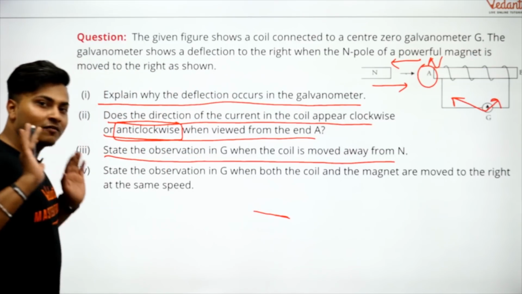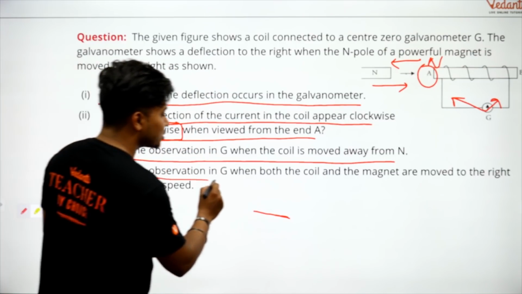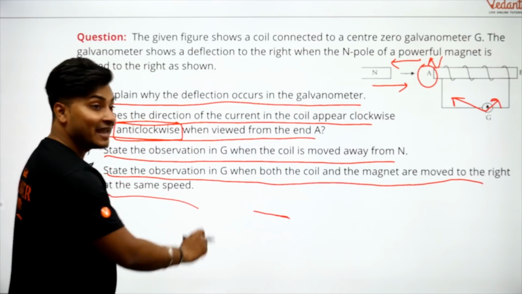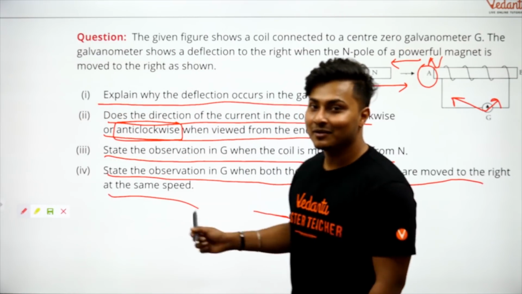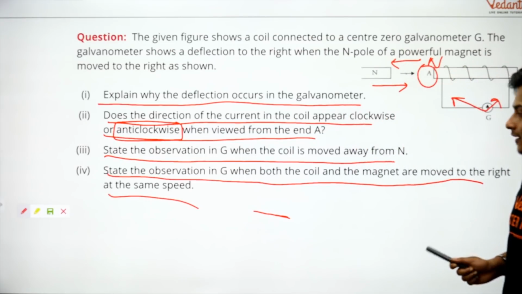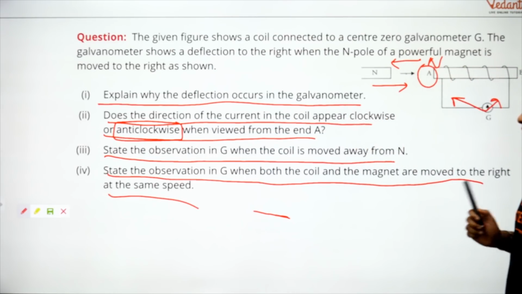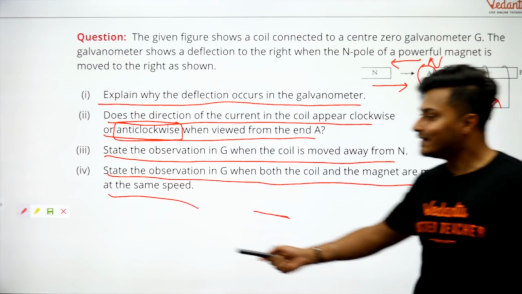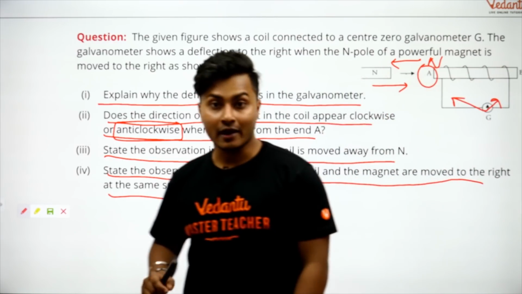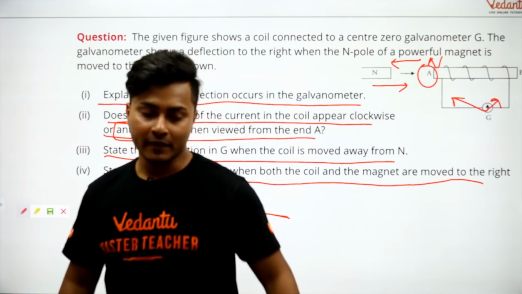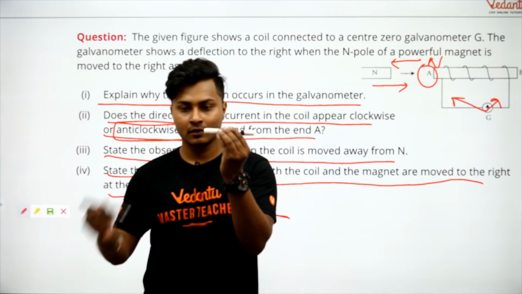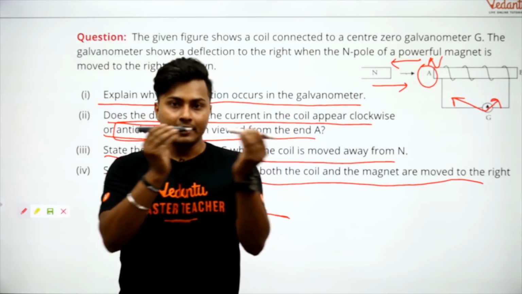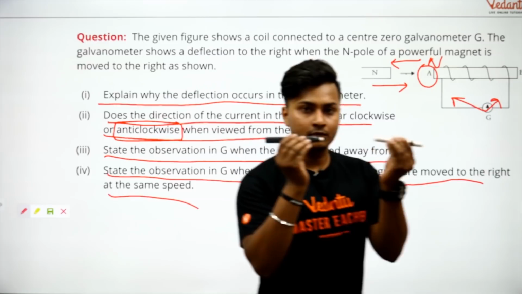Moving to the last question, one of my favorites. State the observation in the galvanometer when both the coil and the magnet are moved to the right at the same speed. Isn't that a very interesting question? I'll allow you to read that again. State the observation in the galvanometer when both the coil and the magnet are moved toward the right at the same speed. Listen to it and understand very carefully, guys. That would mean the coil and the magnet both are moved towards the right at the same speed.